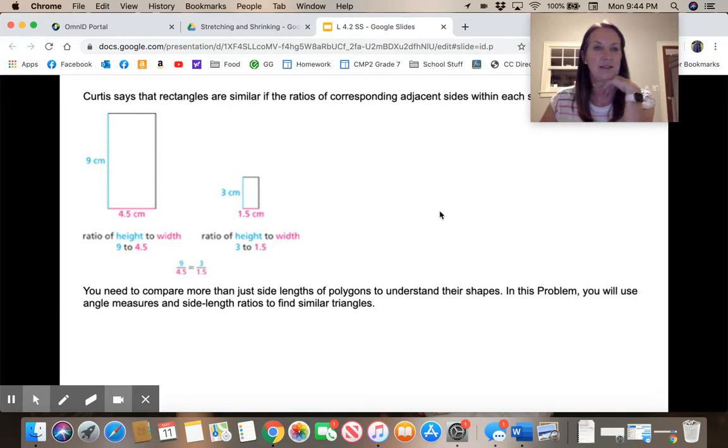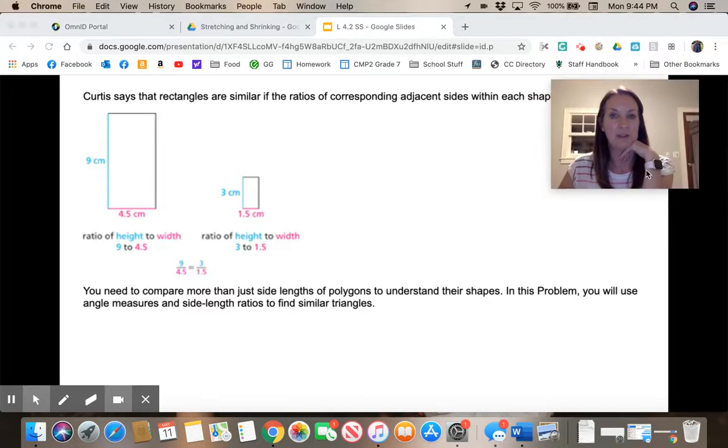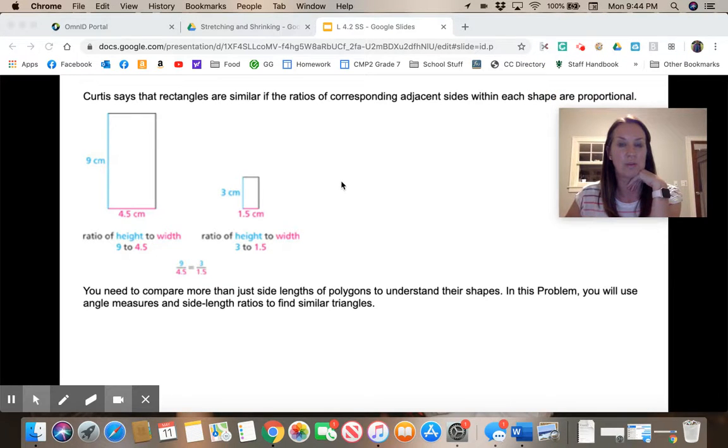Curtis says that rectangles are similar if the ratios of the corresponding adjacent sides within each shape are proportional, meaning equal. Proportional means that two ratios are equal to each other. So here he sees height to width is 9 to 4.5, and height to width in the smaller one is 3 to 1.5. And because 9 to 4.5 is equal to 3 to 1.5, they would be similar.